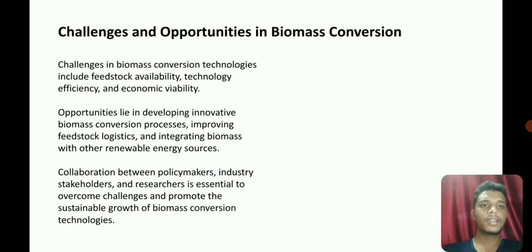And the challenges and opportunities in biomass conversion. Challenges in biomass conversion technologies include feedstock availability, technology efficiency, and economic viability. And the collaboration between policymakers, industry stakeholders, and researchers is essential to overcome challenges and promote the sustainable growth of biomass conversion technologies.